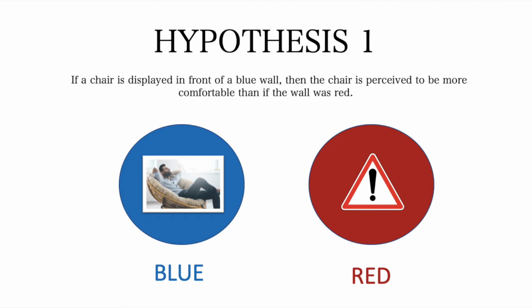According to theory, red is an intense color. It is the color we associate with love or danger.